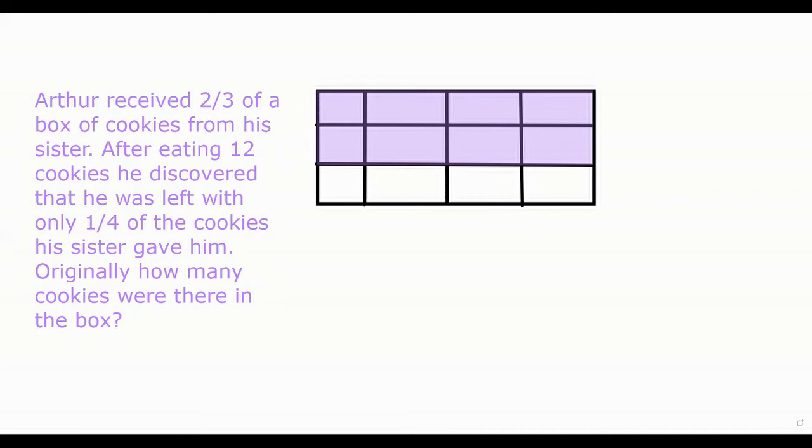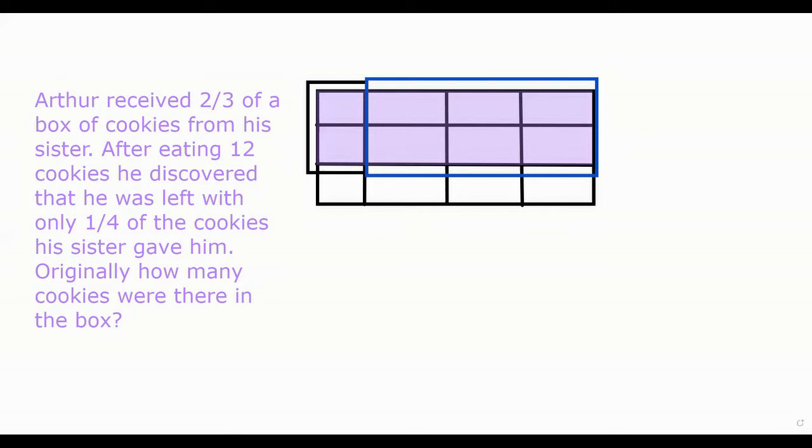So of course we have 8 cells over here. 1/4 of 8 would be 2 cells. So this is how much he has left after eating 12 cookies. So that means this area right here, outside of the black rectangle, the 6 cells, is going to be our 12 cookies.